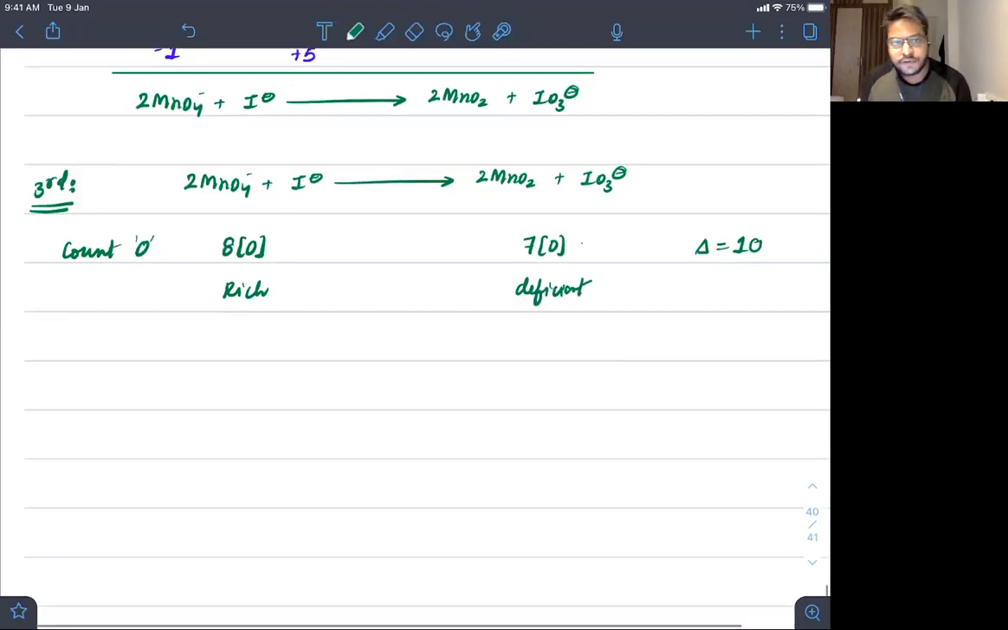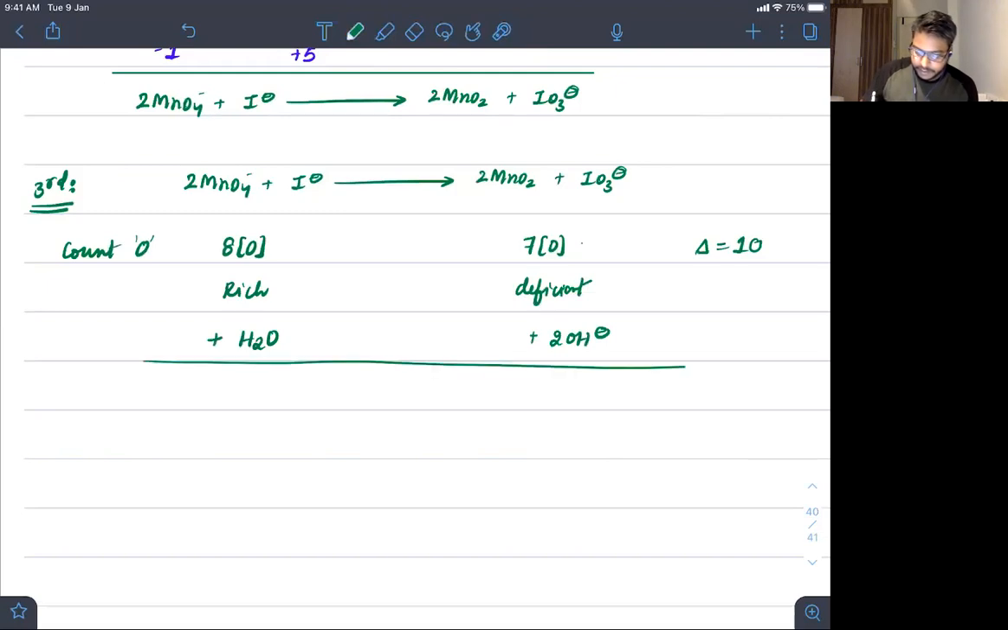Now, how do we do this? On the rich side, students, we'll be adding water. Unlike the earlier case, in acidic medium, we used to add water on the deficient side. But in basic medium, we will always add water on the rich side, and counterbalance that with double the number of OH minus.